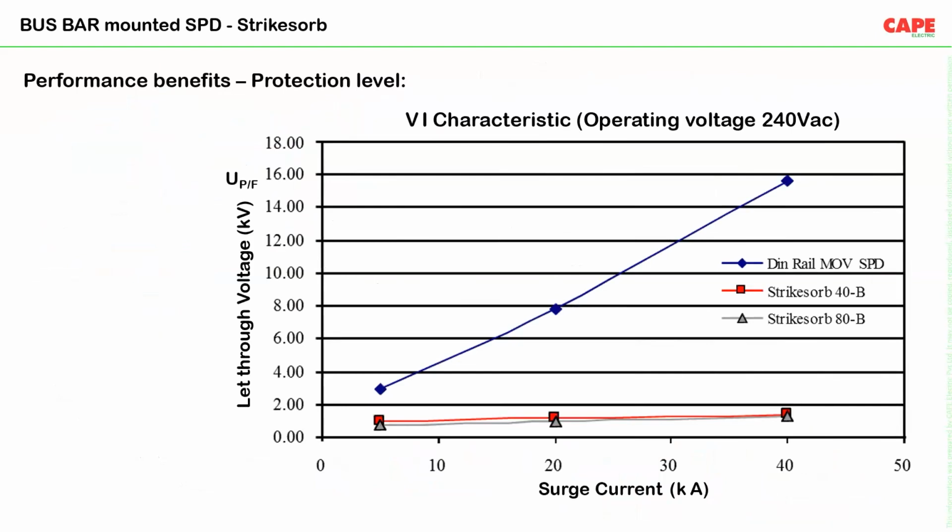So you see, once the surge current increases, the let-through voltage across the SPD will be very high. For example, for a 40 kA surge current, a DIN-rail mounted SPD will have an effective voltage protection level of around 16 kV. Whereas on the same surge current, a busbar mounted SPD will have a voltage protection level of much less than 2 kV. So in all the cases, even if the surge is of a very high rating, our system, our equipment, is protected.